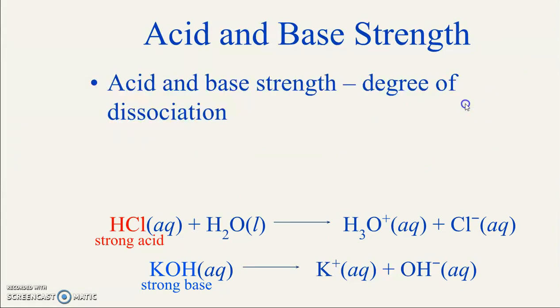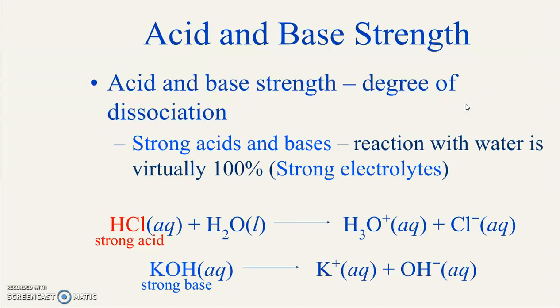And then we're going to talk a little bit about acid and base strength, because not all acids and bases are equal in terms of how strong they are. Acid and base strength is based on their degree of dissociation. What that means is how much they break apart. Strong acids and strong bases, their reaction with water is virtually 100%. Like in this case right here, you notice we only have the arrow going this direction. There is no reverse reaction here.